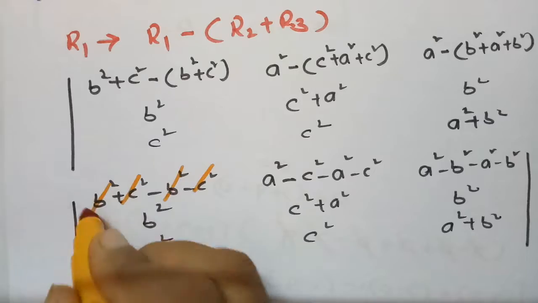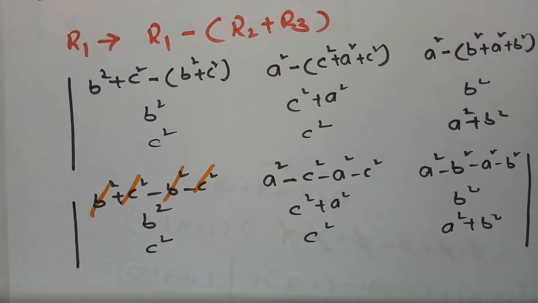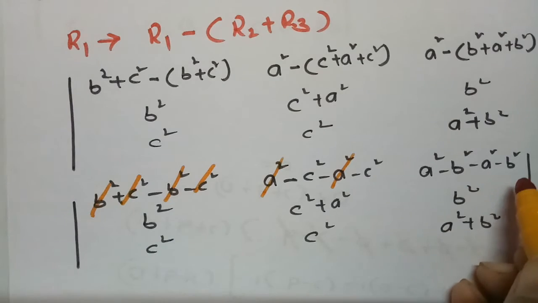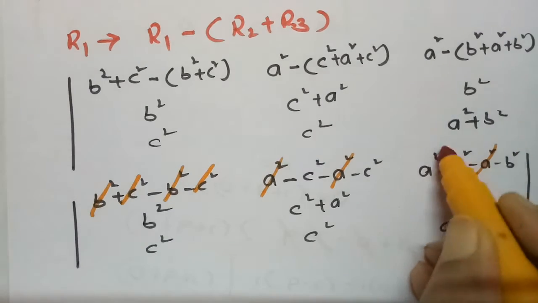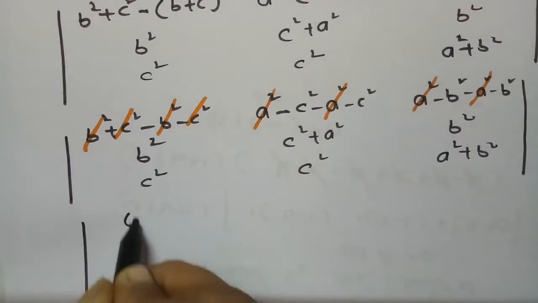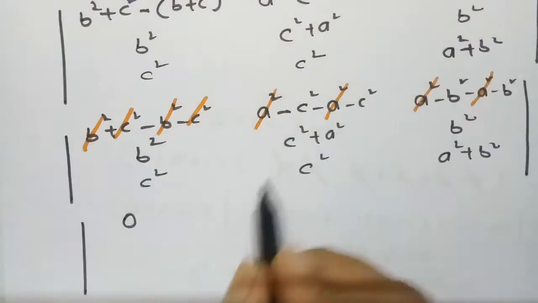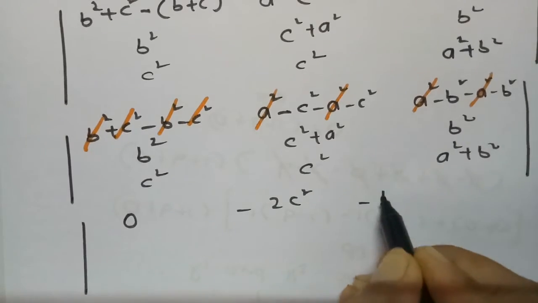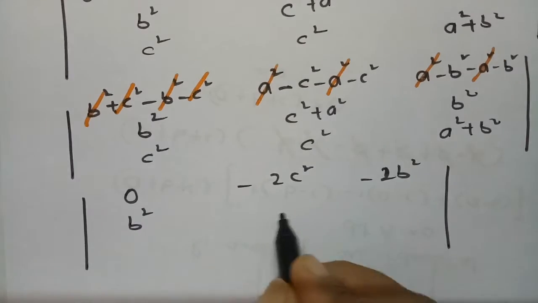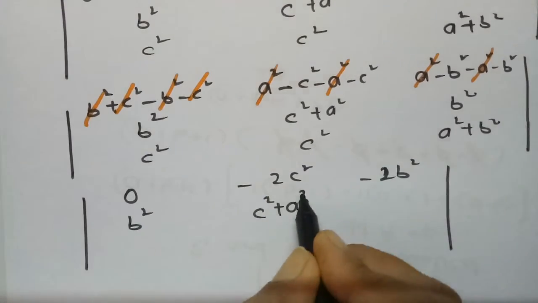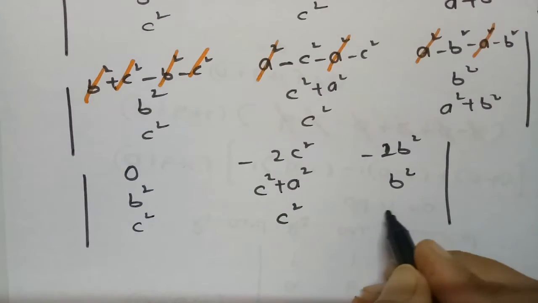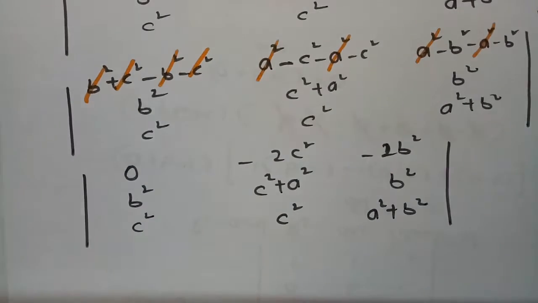So now I can easily cancel this one. Here I can cancel plus a square and minus a square. And if you observe this one, this is plus and this is minus. So now see what remains here. In the first row it is 0, this is minus 2c square, and this is minus 2b square, and here it is b square. So this value is c square plus a square. So this is b square. So this value is c square, a square plus b square.